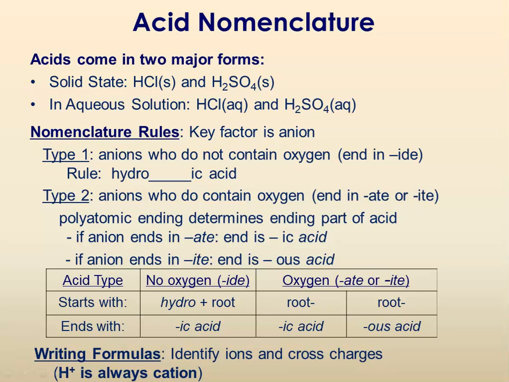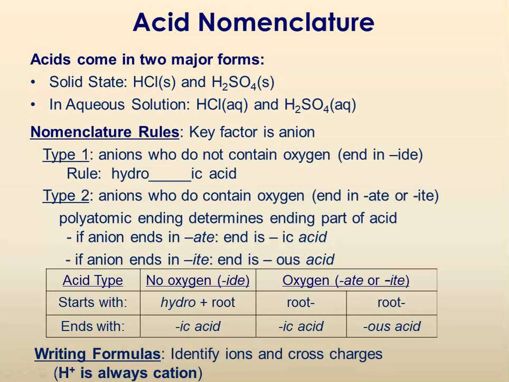So you can find acids both in solid form and in aqueous form. The acids we're going to be dealing with in this class are going to be in aqueous form. So to name those particular acids, we have to look at the anion that is found with them. If the anion does not contain oxygen, if it is ending normally with -ide, then those particular acids get named with hydro at the beginning and then -ic acid at the end, and the middle is the root of their name.